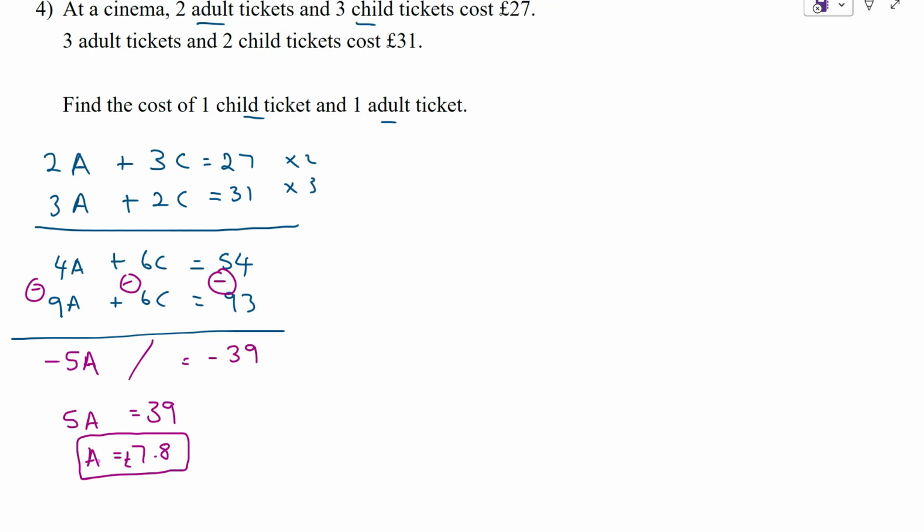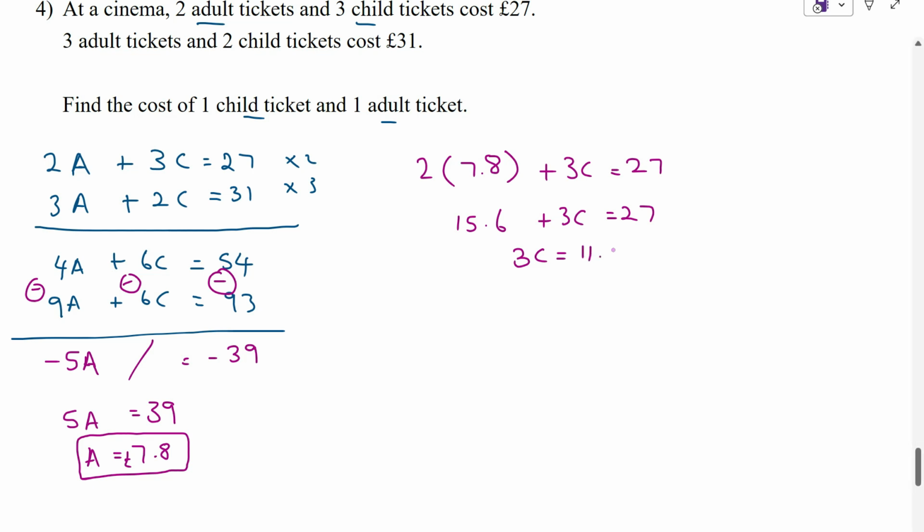So now we've got the cost of adult ticket. Let's find out the cost of a child ticket. So let's sub that into the first equation. Plus 3c equals 27. 15.6 plus 3c equals 27. 3c equals 27 minus 15.6, which is 11.4. C equals 11.4 divided by 3.